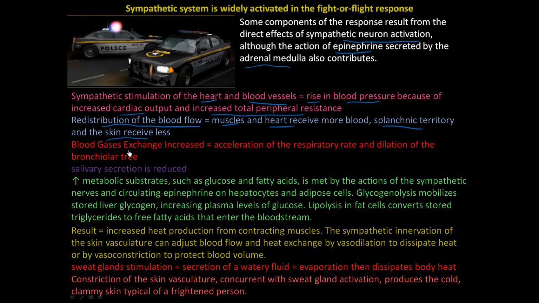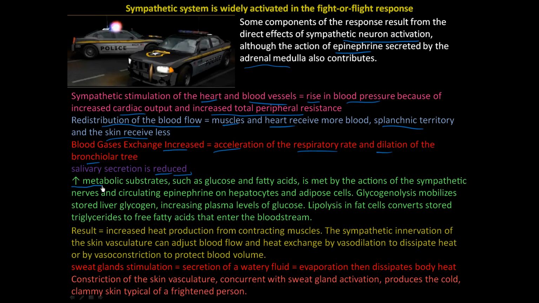The blood gas exchanges are going to increase because you're going to undergo a lot of cellular respiration, so you're going to need more oxygen to the tissues. And so you see an acceleration in the respiratory rate, and you see dilatation of the bronchial tree. Your salivary secretion is going to be reduced. You're not going to be needing your amylase and the other salivary enzymes to prepare you for a nice tasty meal during the fight or flight.